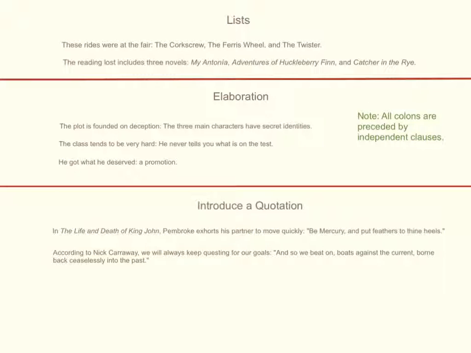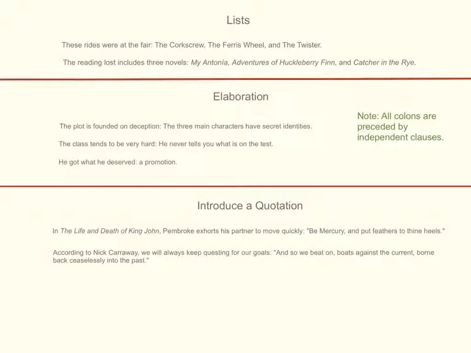So this is slide number 2 here, and you can use a colon to introduce a list. So let's start with lists. These rides were at the fair: the corkscrew, the Ferris wheel, and the twister. As you can see, the colon introduces a list. We have 1, 2, 3, and it's preceded by an independent clause.